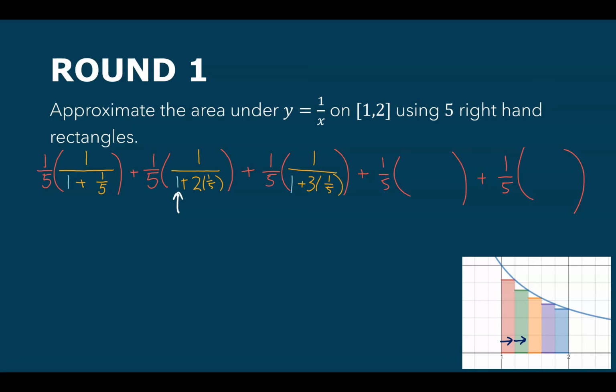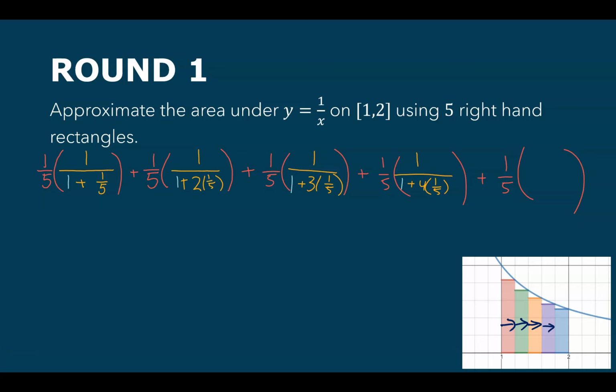Okay, the next input is 1 plus 3/5. And again, hopefully that makes sense. We found the first height 1/5 away from the left endpoint 1. We found the second height 2/5 away from the left-hand endpoint 1. And this is going to be, we're finding the height 3/5, 3 widths away from that left-hand endpoint 1. Okay, and I'm sure you see the pattern. In a calculus class, you get that the next number is going to be 4. But why is that?